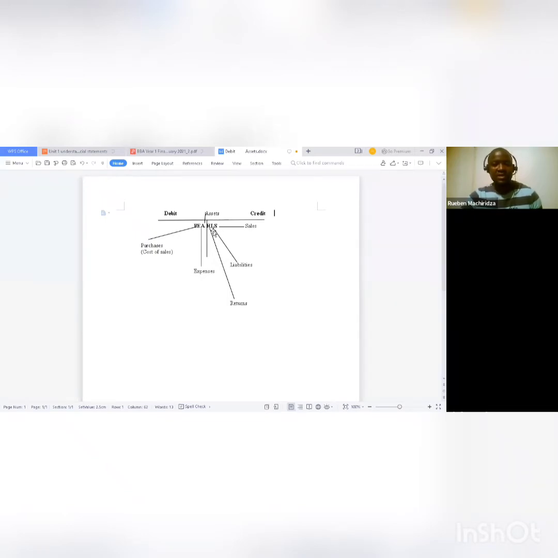Then we go to the credit side. The R is for the returns. We'll talk more about this as time goes on, but all the returns have got a credit balance. The L is for the liabilities. We talk of loans and stuff, they've got a credit balance. We're going to talk more about this. And then the S is for sales, and sales have got a credit balance.